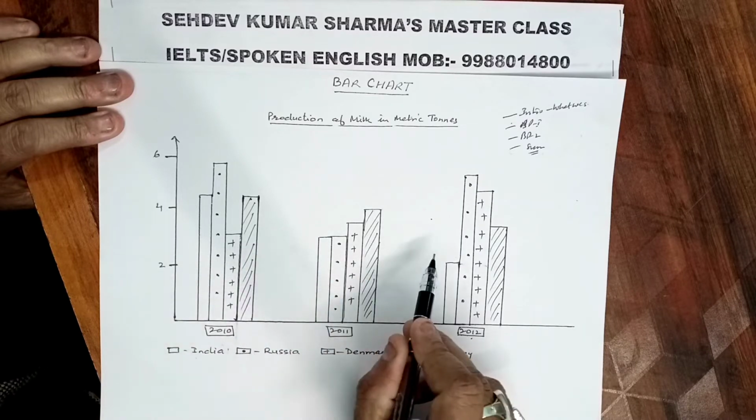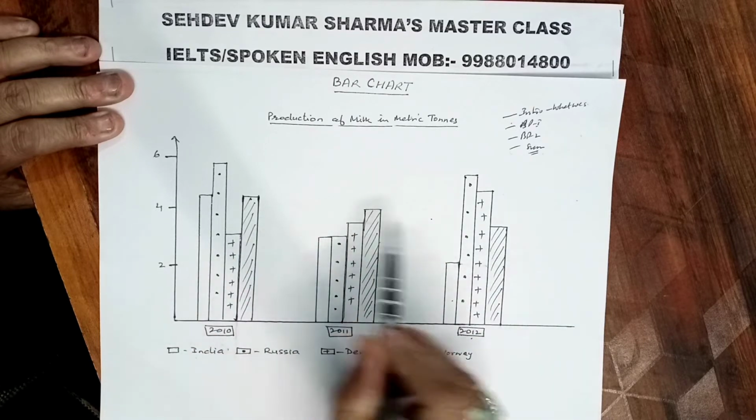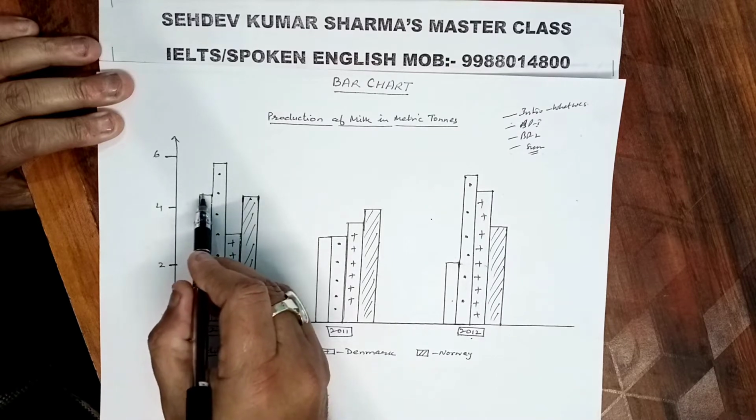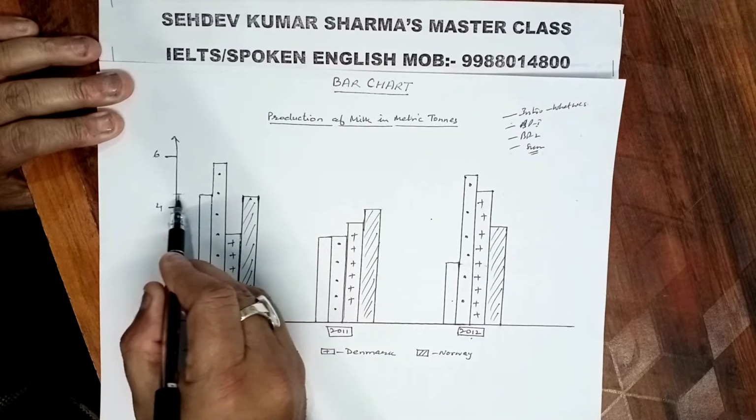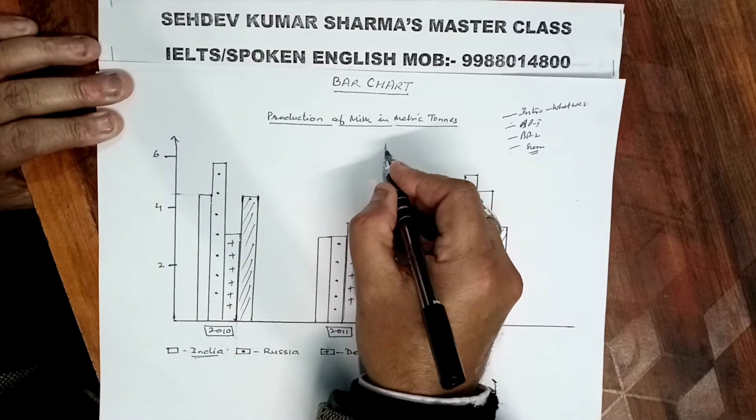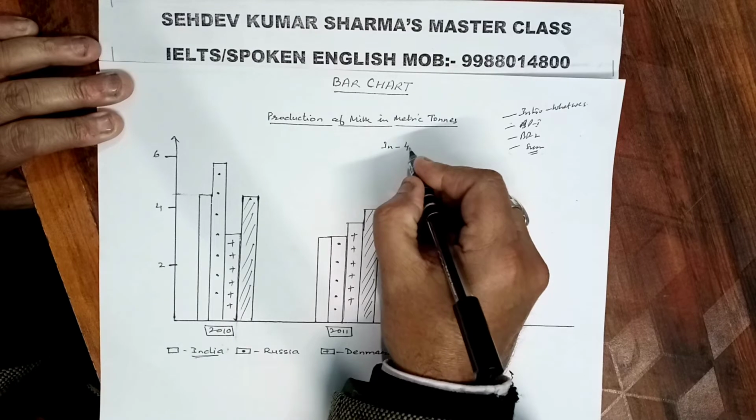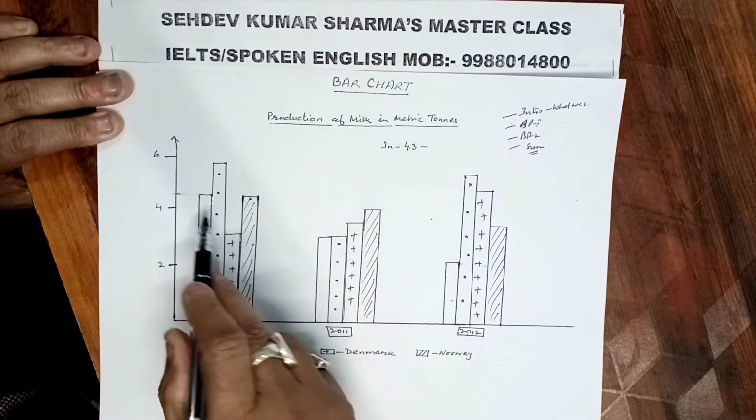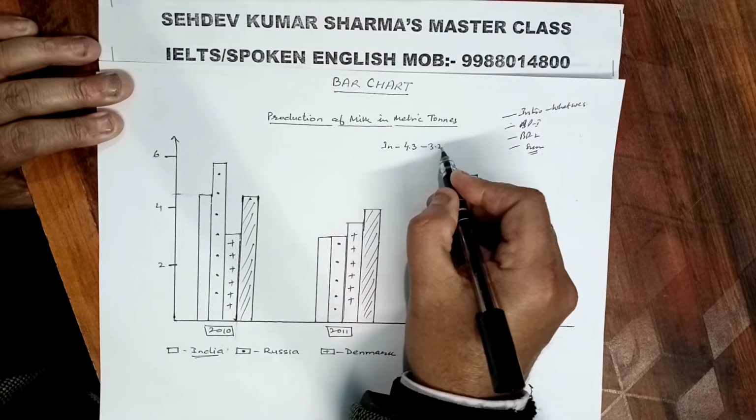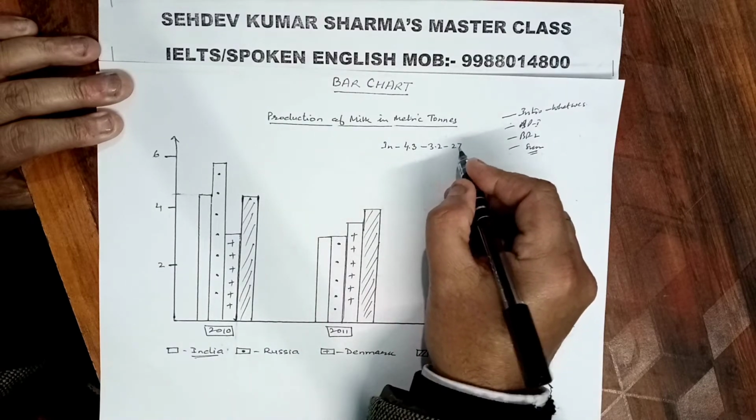First of all, you have to analyze the data. Let me analyze it before you. In case of India, the first figure is near about 6, this is 4. We can say, in India, in the first year it is approximately, roughly 4.3, and next year it has decreased to around 3.2, and next time it decreased further to around 2.7.